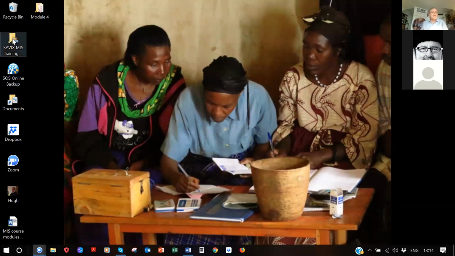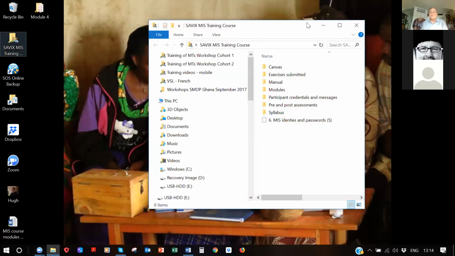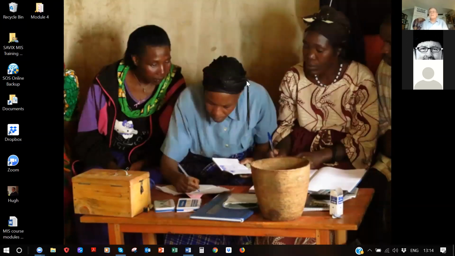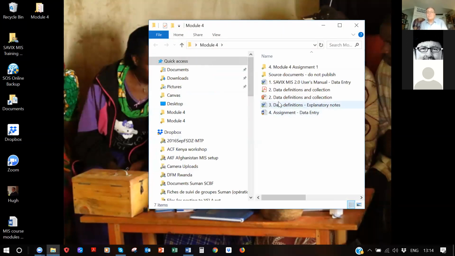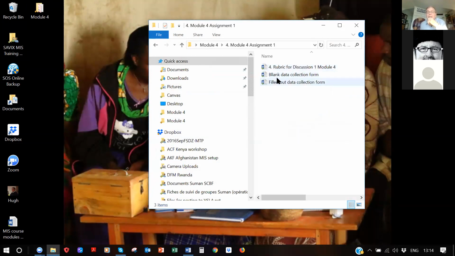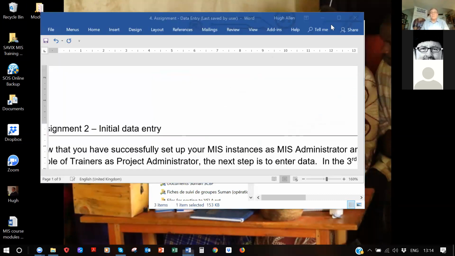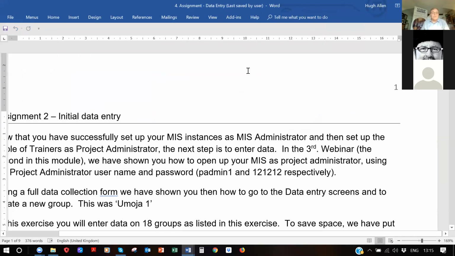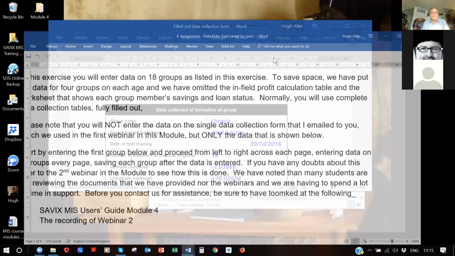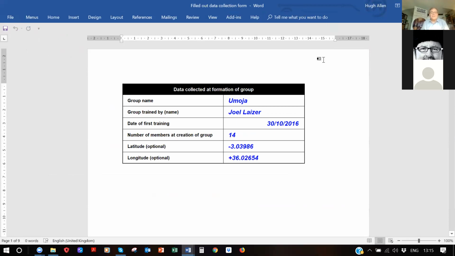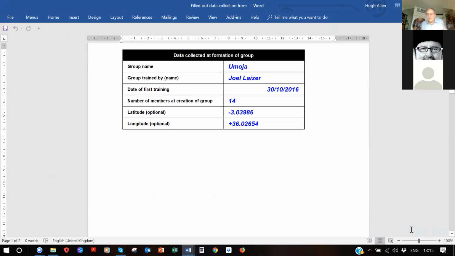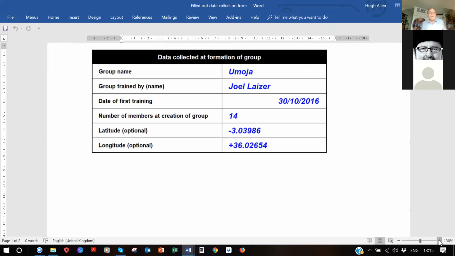Okay. And then the SAVIX MIS training, module 4. Here we have it. And what I'm going to be looking at is I'm going to go back a little bit, and I'm going to be looking at the data entry forms. If you remember, we had data entry forms which look, pardon me, just a minute, I think I've gone too far. Here we are.